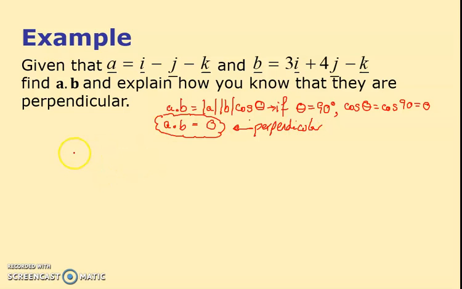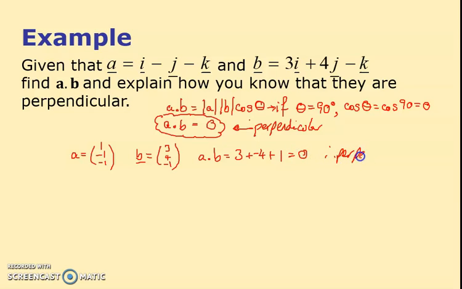So let's just see what we've got. We've got a equals 1, minus 1, minus 1, okay, and b equals 3, 4, minus 1. So let's do it. A dot b equals 1 times 3 is 3, plus minus 1 times 4 is minus 4, plus minus 1 times minus 1 is plus 1. Oh yes, it does equal 0, therefore they are perpendicular. That's how I want you to do these.